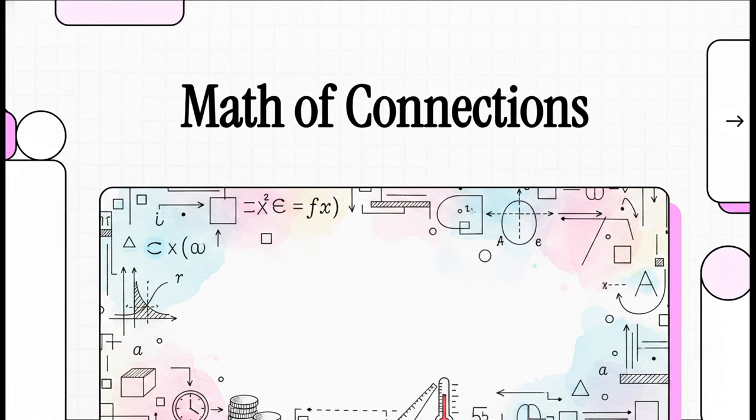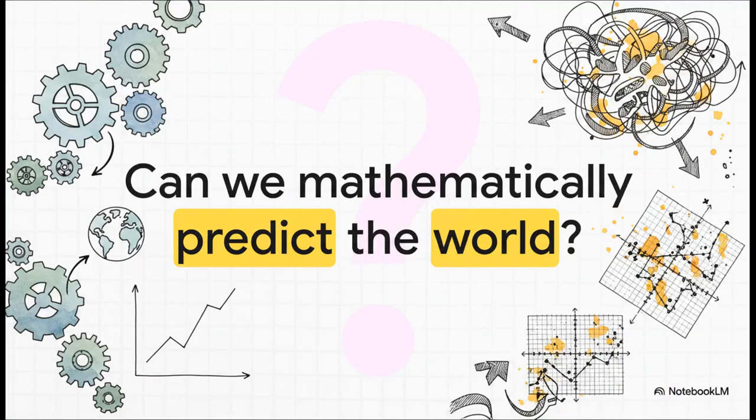Well, that's exactly what we're going to unpack today by looking at the fascinating world of mathematical relations and functions. I want you to start off by just thinking about this question for a second. Can we mathematically predict the world? Or more specifically, can cause and effect always be perfectly predicted? Like, if I change one variable, am I always going to know exactly what happens to the other one? Well, as you'll see, the answer actually isn't always a simple yes.